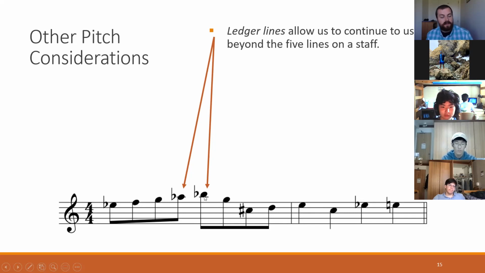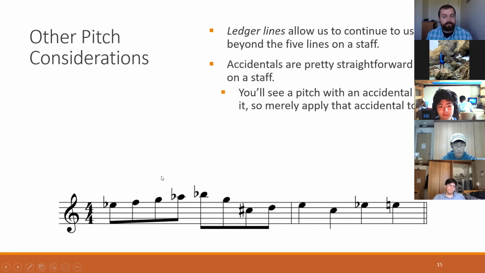Okay. So ledger lines. This is another one of those things that's really simple to describe. It's just learning to recognize them with any degree of fluidity takes some practice, and we'll get some time for that. So accidentals are pretty straightforward when shown on a staff. You'll see a pitch with an accidental to the left of it. This is pretty important. Students often mistake this. To the left of it, okay? So merely apply that accidental to that pitch.